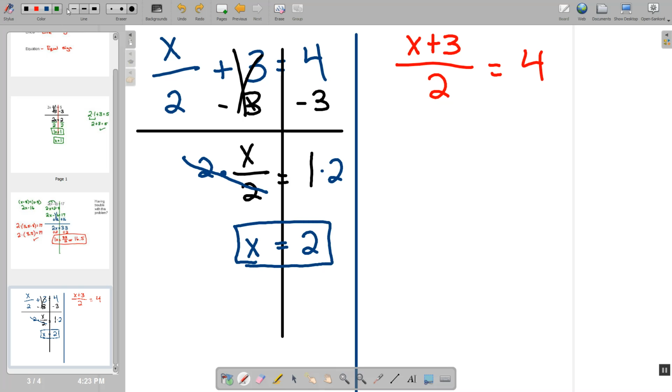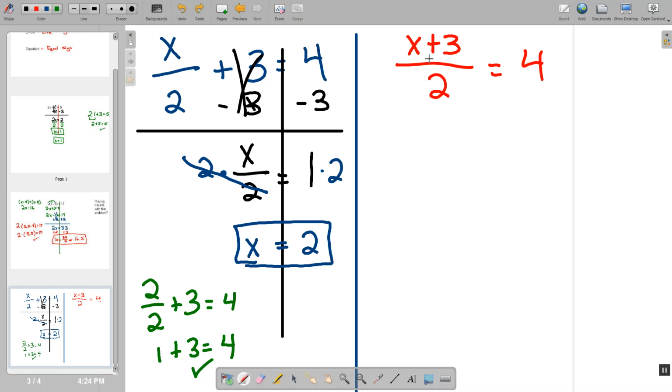We once again can plug it into the equation to check. I'm going to do 2 divided by 2, because it's x divided by 2, plus 3, and that has to be equal to 4 for this equation to work. 2 divided by 2 is 1. 1 plus 3 is equal to 4, right on the nose, so it worked.